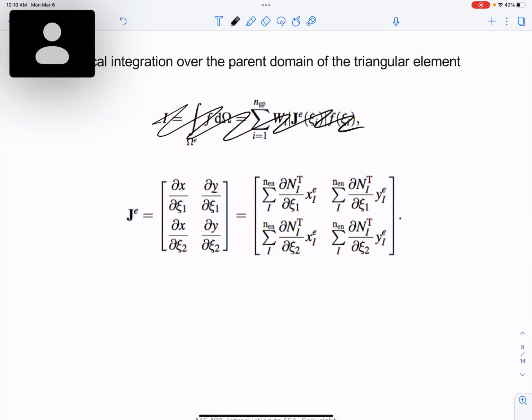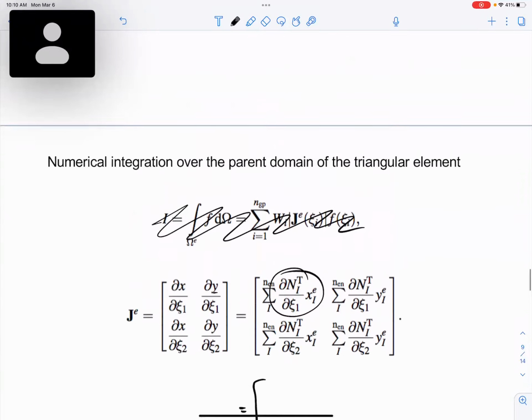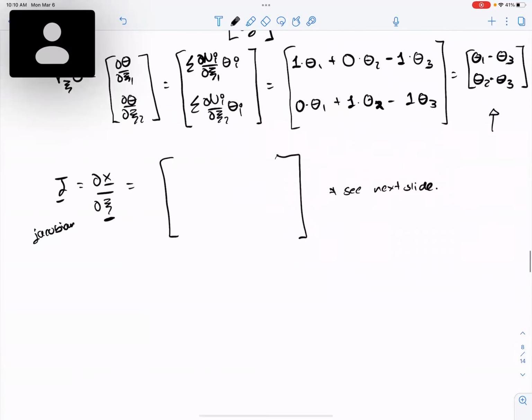Each one of these is just a sum of partial derivatives with respect to either xi1 or xi2 times either xi or yi. So in particular for the triangle, we can write it out. The first one is just the sum of the partial derivatives of the shape functions with respect to xi1. These are just 1, 0, minus 1 times the nodal values.